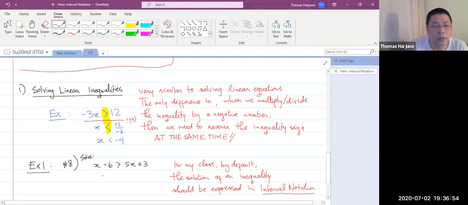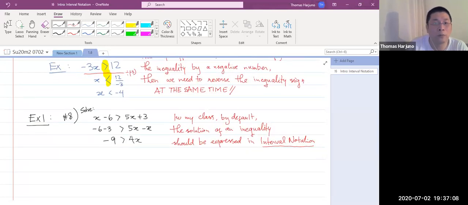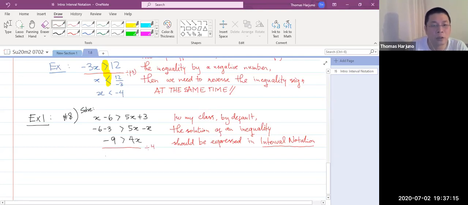Okay, now let's see how to solve this. Then I subtract 3 from both sides, and I subtract x from both sides. I get -9 is greater than 4x. Now then I will divide by 4, but 4 is a positive number, right? I divide by 4. Okay? You don't need to show that red marking though. So I get -9/4 greater than x, which means x is less than -9/4, not including the endpoint.